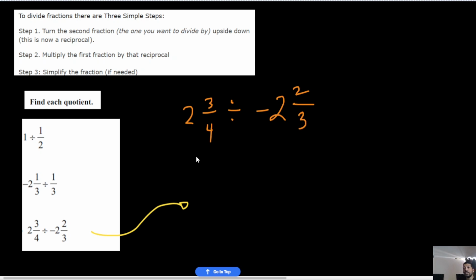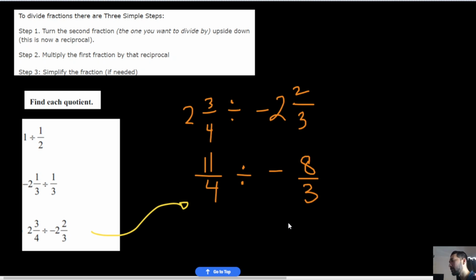So the first part is we convert this mixed fraction into an improper fraction. So we do 2 times 4, that is 8. 8 plus 3, that is 11 over 4. Now we divide these by negative 2 times 3, that is 6. 6 plus 2, that is 8. We have negative 8 over 3. Now you can see that both of these fractions are in improper form.